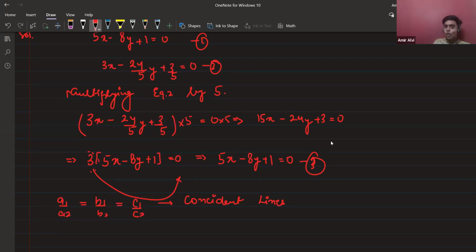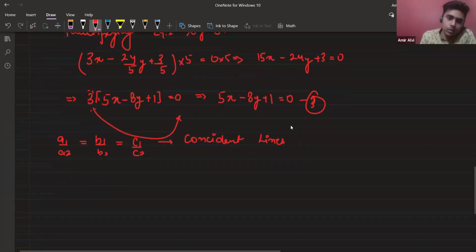Basically, even if you don't take common from this equation and divide the ratios, you will get the same factor, 1 by 3, which is equal. Yes or no? Okay. So this line is coincident and consistent as well. This pair of linear equations is consistent. This is called a consistent pair of linear equations. Is that clear, all of you? Any doubt? No, sir.